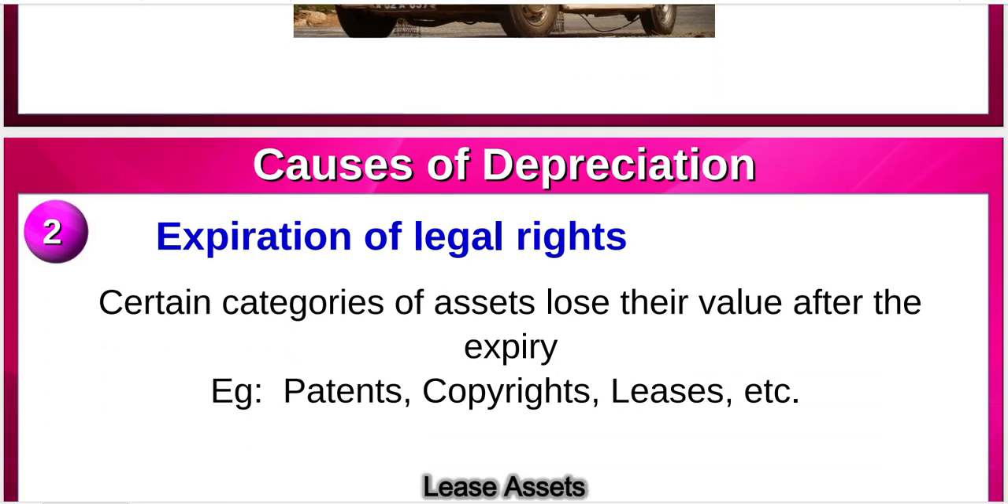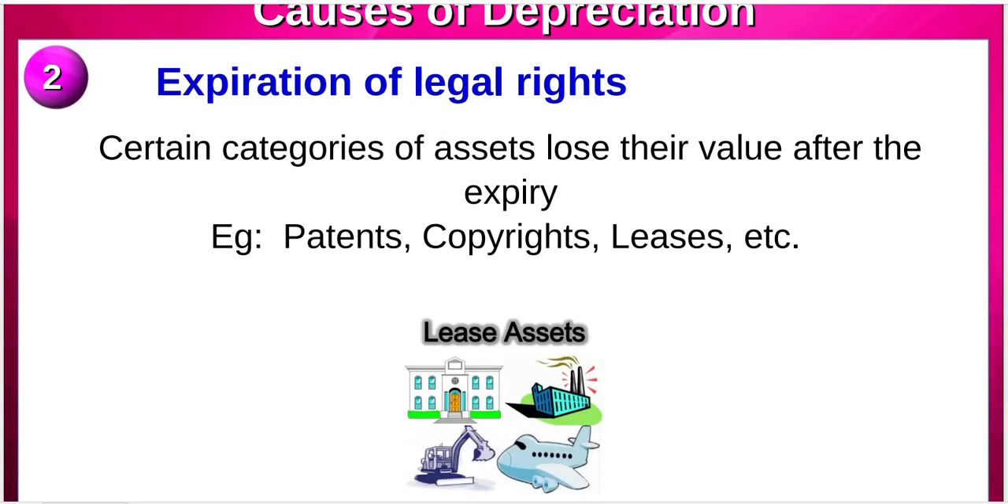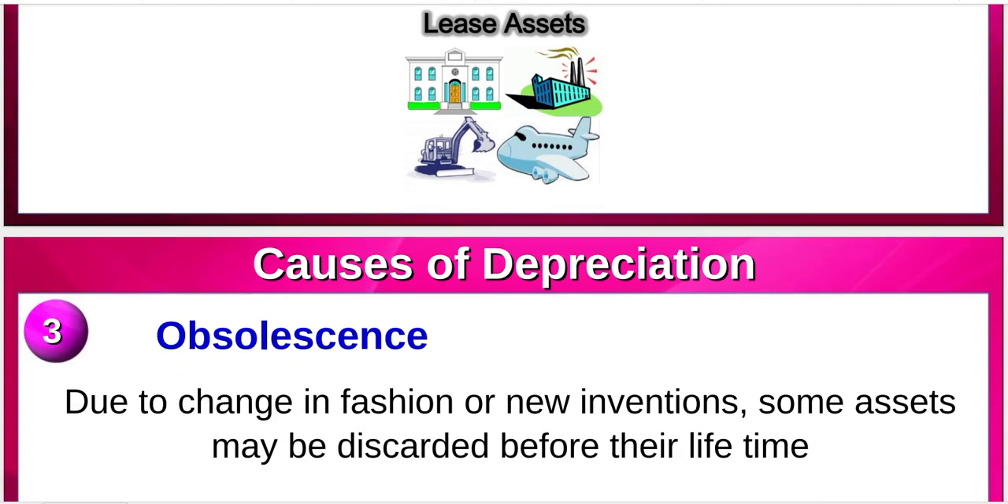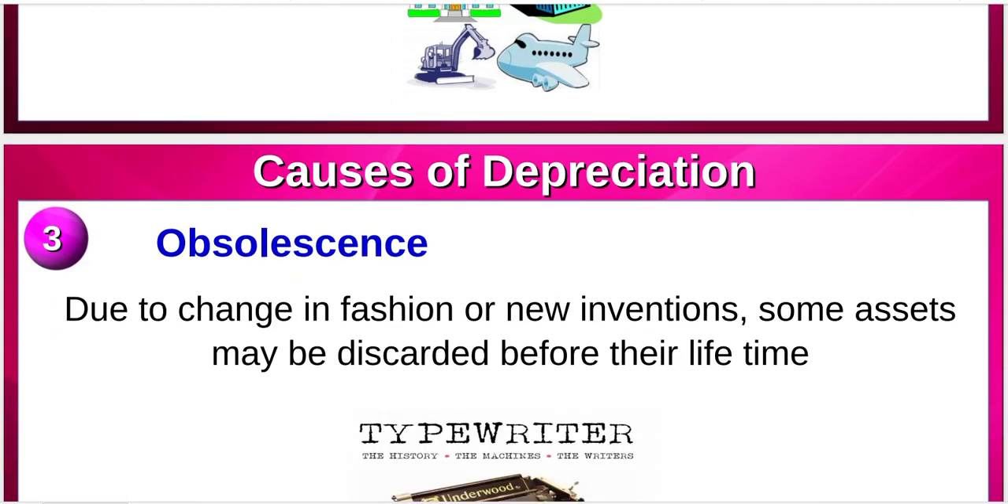Now we come to causes of depreciation. Point number 2, expiration of legal rights. Like in case of intangible assets like patent, copyrights and lease. These come for a specific period of time and as that time ends, their value reduces. So expiry of legal rights. A license is also made for a certain time period, and as that time period expires we need to renew it. It means the value we spent on it is now finished. So that is also called amortization.